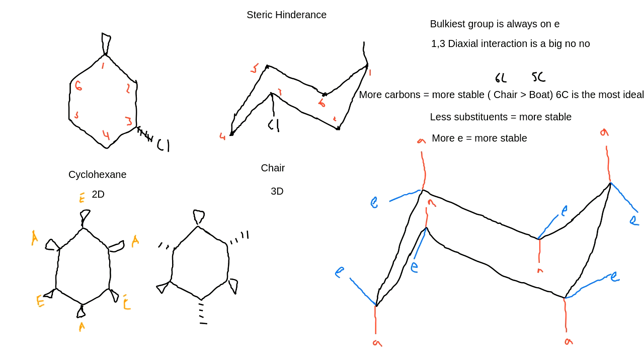Okay, so once again, if your wedges and dashes are alternating, then your equatorial and axial are all going to be the same. So either all equatorial or all axial. Oh, sorry, that should be equatorial. Equatorial. Okay, once again, these are templates to help you transfer your cyclohexane to a chair structure.